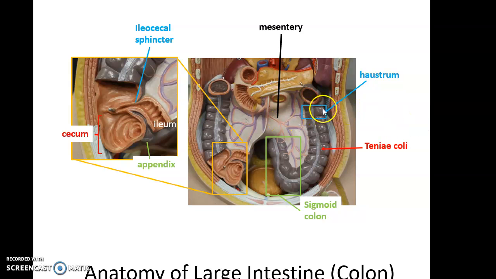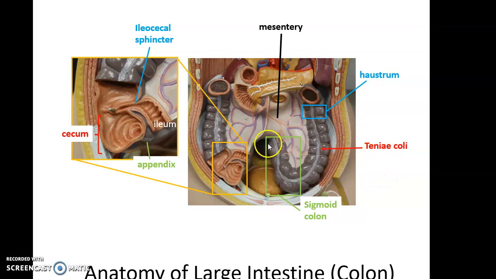Haustrum is one single pouch along the large intestine. So here's a haustrum, there's a haustrum, there's a haustrum, there's a haustrum. This white strip going along the length of the large intestine is called the tinea coli. The tinea coli is smooth muscle tissue that, well, helps form the haustrum.